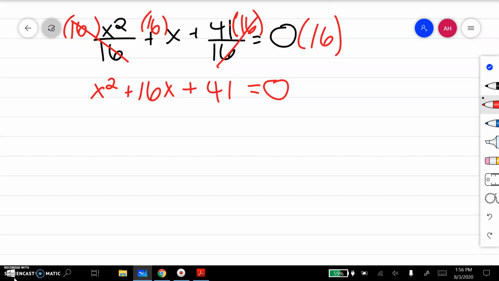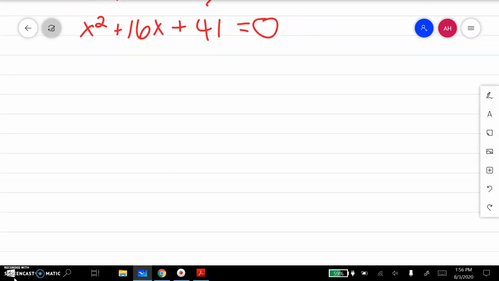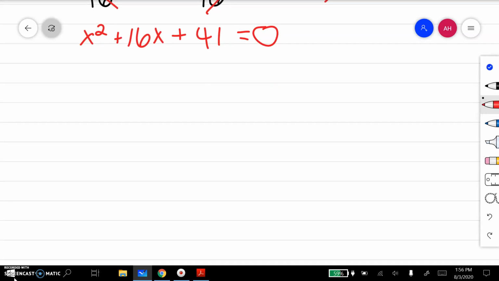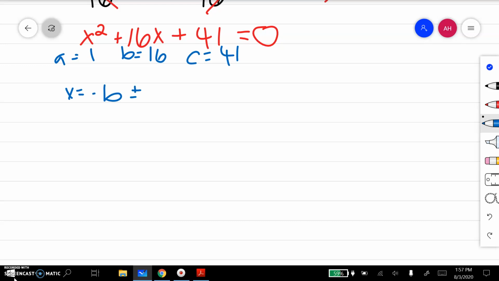So you can try to factor this one. It doesn't factor, so what I'm going to do is use a quadratic formula. So we know here that a is the number in front, so we've got a equals 1, b is in front of x, so 16, and c is the constant, which will be 41. So we have negative b plus or minus the square root of b squared minus 4ac, and the entire thing is over 2a.